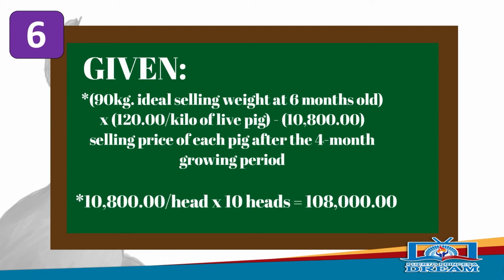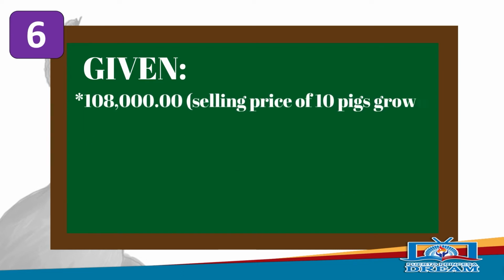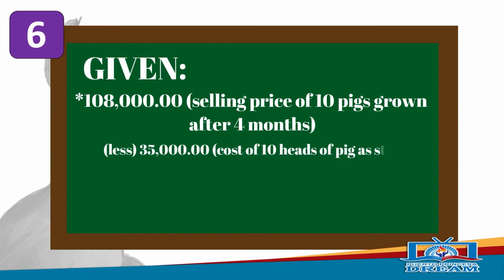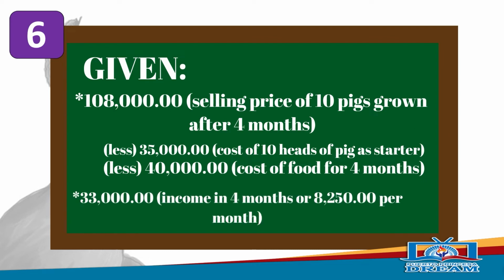10,800 per head multiplied by 10 heads, that is 108,000 pesos. 108,000 pesos is the selling price of 10 pigs grown after 4 months. Less 35,000 pesos, the cost of 10 heads of pig as starter. And less 40,000 pesos, which is the cost of food for 4 months. So 33,000 pesos is the income in 4 months, or 8,250 pesos per month.